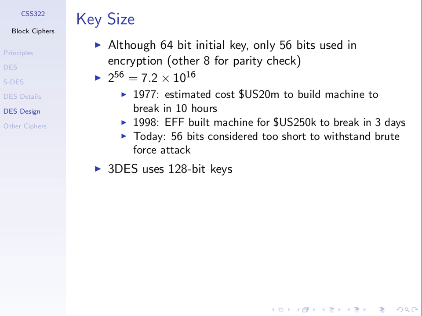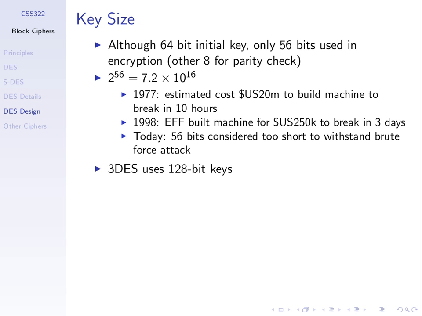So, when DES was designed, or after it was released in 1977, people estimated how much it would cost to build a machine, a computer, that would perform a brute force attack. They didn't build it, they estimated. So this is what, 35 years ago. They estimated it cost them about $20 million at that time, which is quite expensive for a computer, to build a computer that would break it in 10 hours.